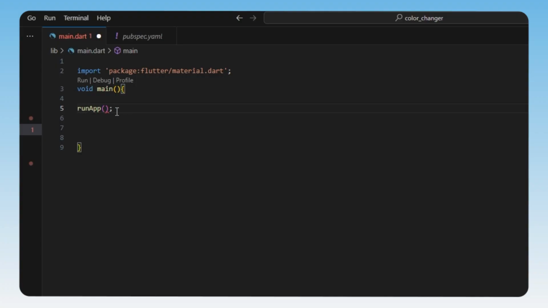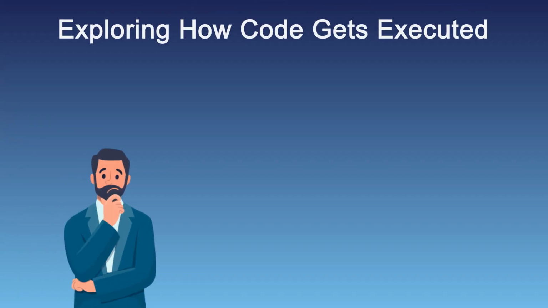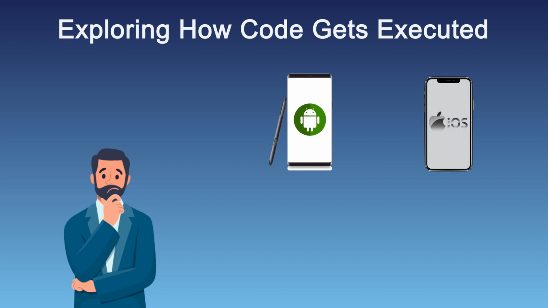All right, up until now, we successfully added the import path of the material package from the Flutter framework. This allowed our program to recognize the runApp function, which we've incorporated into our main function. But here, let's dive a bit deeper. Have you asked yourself how exactly our code gets executed on devices like Android, iOS, or even desktops? Let's uncover the magic behind Dart's compilation process and see just how your app comes to life.